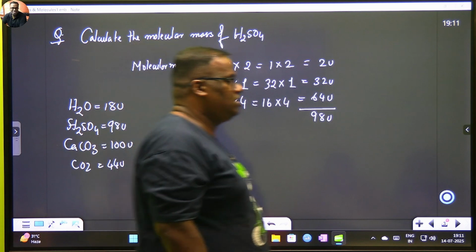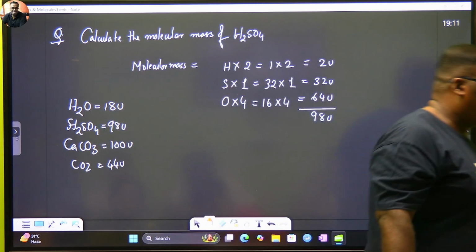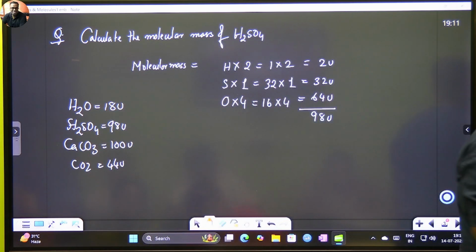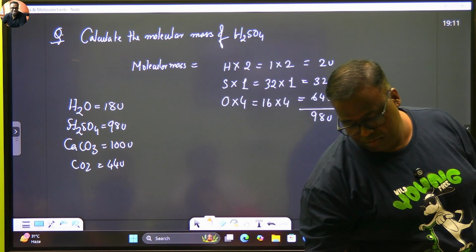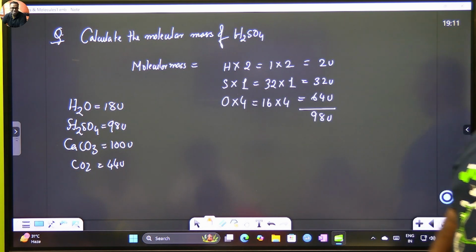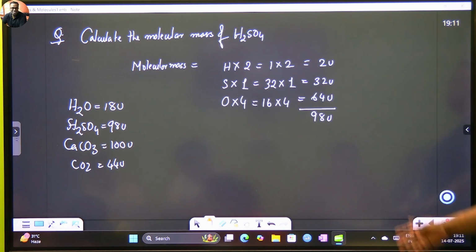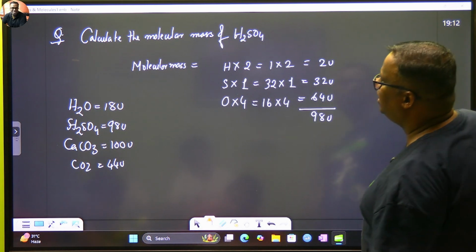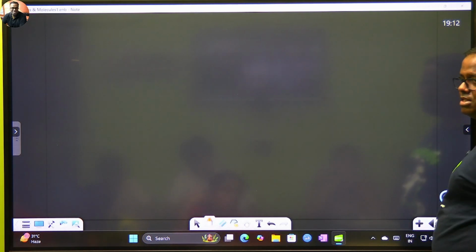So the molecular mass of a molecule tells us the mass of the molecule as compared to 1/12 the mass of a carbon-12 atom, where carbon-12 has been assigned the unit of 12 atomic mass unit. In our days, these were known as molecular mass unit. Just like atomic mass unit, we have molecular mass unit. Are we fine?